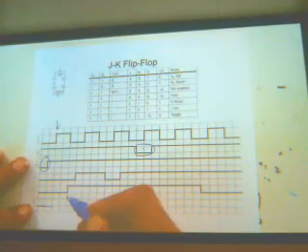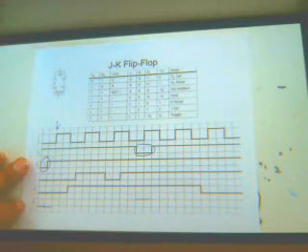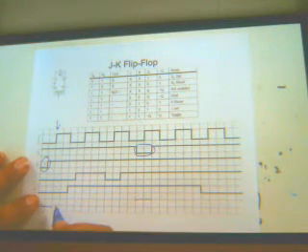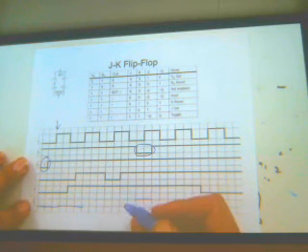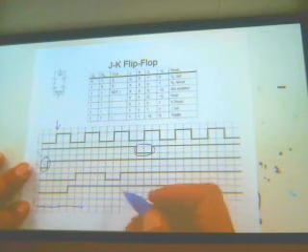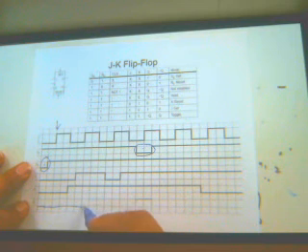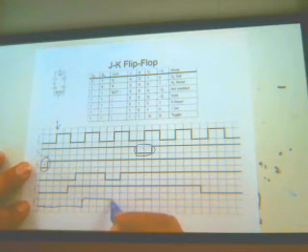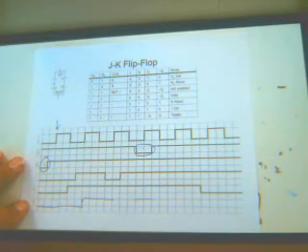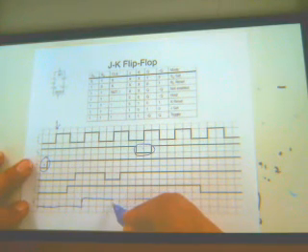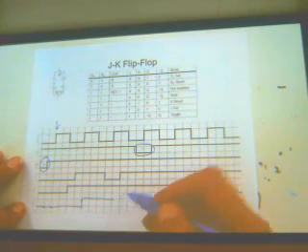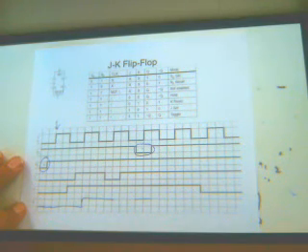Now let's see what that does. What does J and K look like? J is 0, so we're not going to make any changes. So we march on over to the next leading edge. Okay. Now what do we have? 1 and 1. So what does that mean? Toggle. Okay. Go to the next leading edge. 0 and 1. What should we do next? J is 0 and K is 1. What's the truth table tell us now?